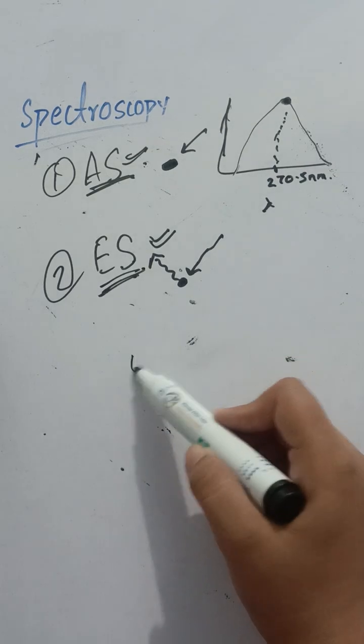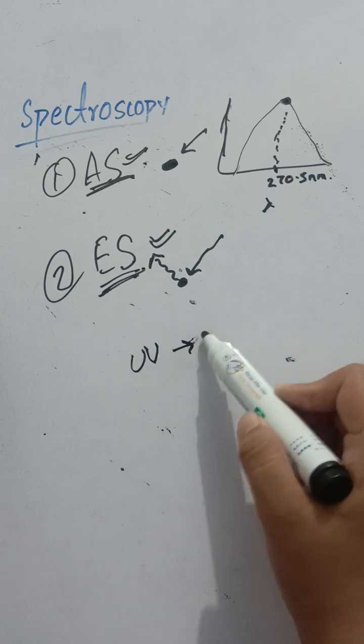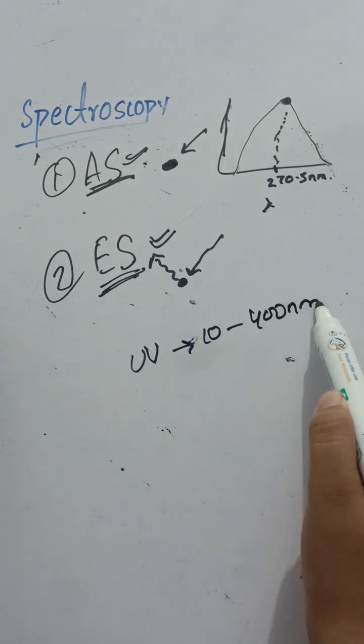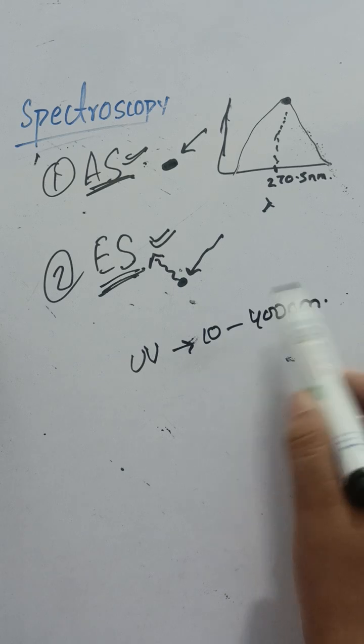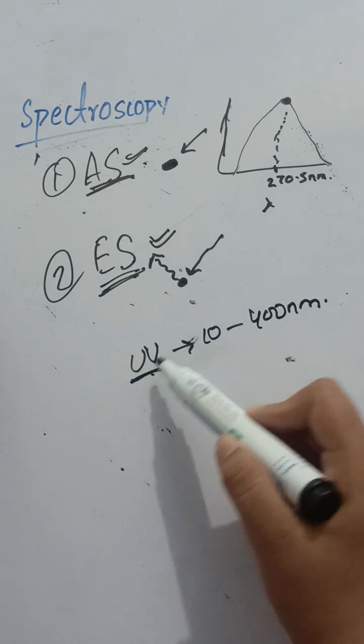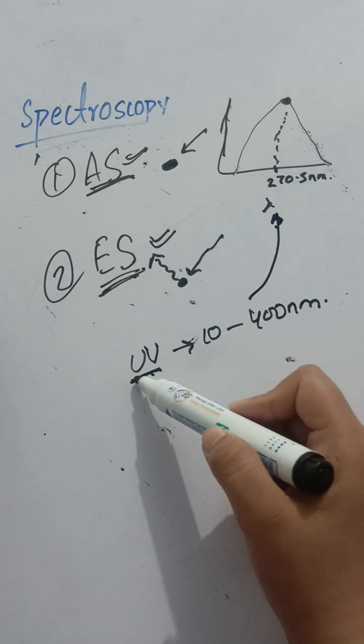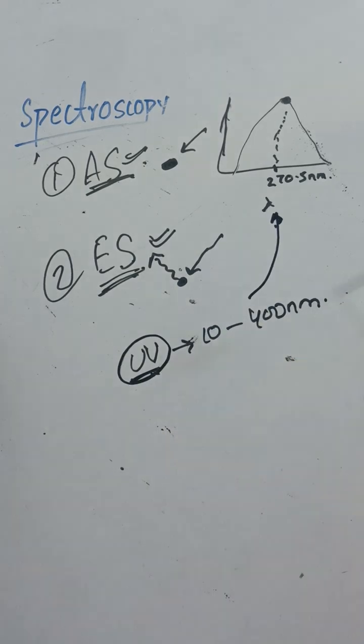So we have the UV part where the wavelength is from 10 to 400 nanometer. So it means this sample absorbs this wavelength, and it means the light we have thrown over it is the UV visible rays. Then it shows the peak, and then we can measure that it absorbs the wavelength of 270.5 nanometer.